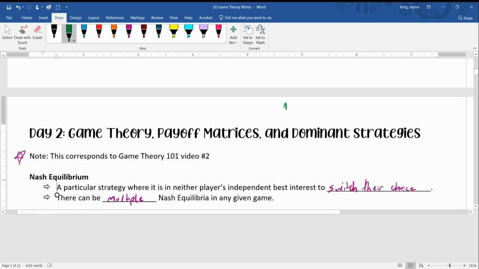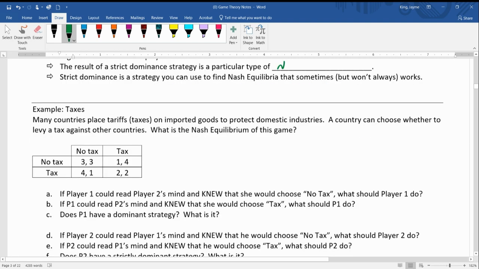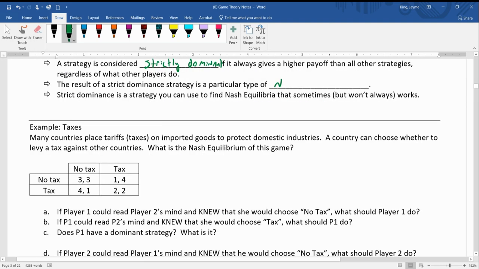Sorry, computer glitched a little bit. So they will find a particular type of Nash equilibrium.